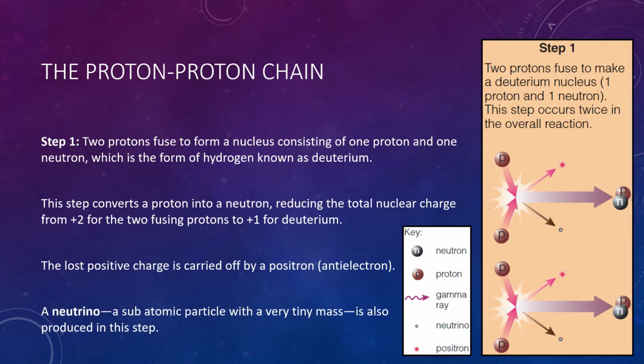So lots of fancy words here. Really, all you have to worry about is the fact that it's 2 protons coming together to form deuterium. The extra stuff doesn't really matter for our course. Now, this step must occur twice in the overall reaction since it requires a total of 4 protons. So this happens twice. You get 2 protons coming together to form deuterium, and you have that happen again. That is the first step. 2 protons come together and form deuterium.